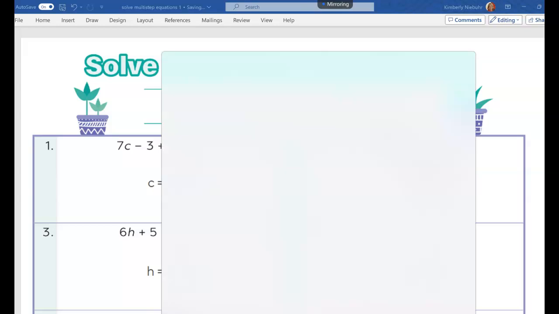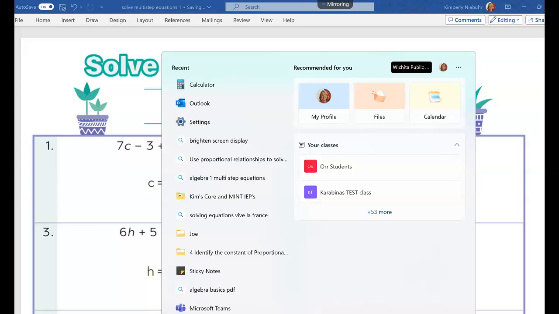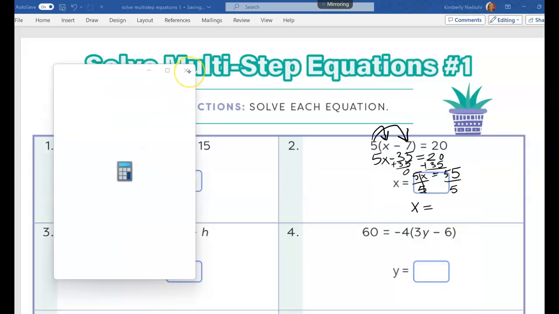Where's my lovely calculator? Where is it? There it is. I hope you can see it.